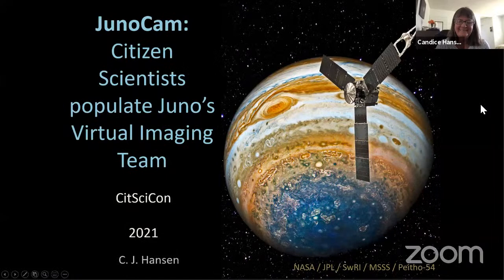Okay, great. So I am going to describe JunoCam and how citizen scientists actually populate our imaging team. And I just want to point out, because on every page you'll be seeing this, there will be a beautiful image, and down at the bottom is the credit to the amateur, to the citizen scientist who provided us with their contribution. So the next slide, please.